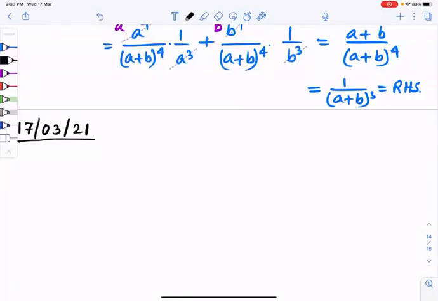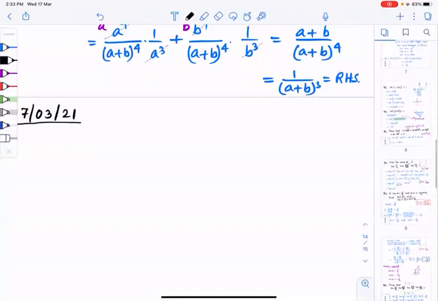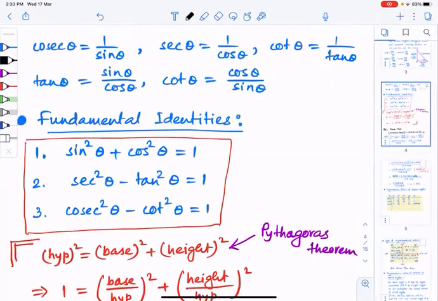Hello students, today we are going to learn about some more concepts, or some more identities, related to trigonometry. We have already learned 3 identities. I can show you those identities which I have already taught. These are the 3 identities that we have learned.